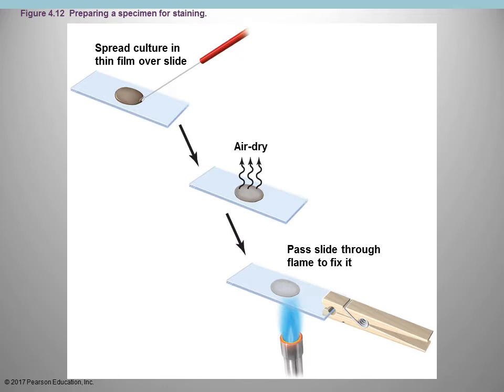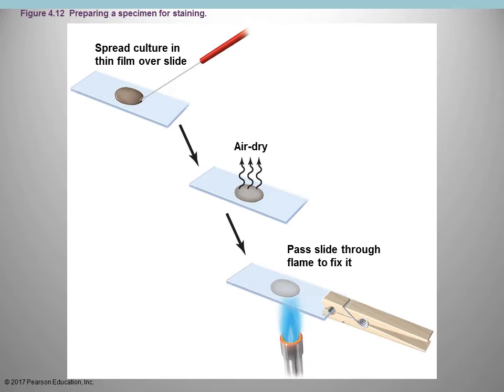So usually what I do is I just pass the slide from left to right, just through the flame. I usually do it 3 times. Once you've smeared it and it air dries, then just 1, 2, 3 through the flame, and that's sufficient.